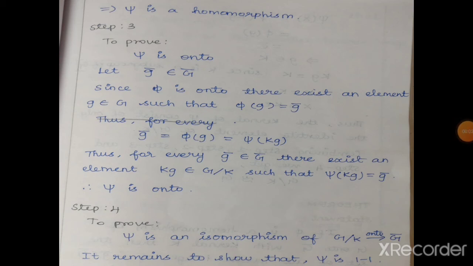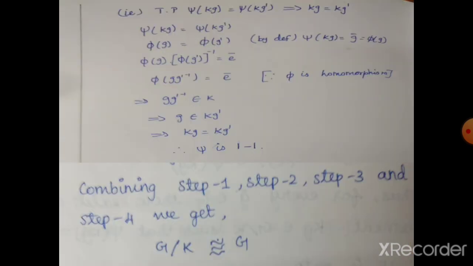Psi is 1 to 1 means we have to show that psi of kg is equal to psi of kg dash implies kg is equal to kg dash. That means we have to take two elements from g by k. Then we have to say that the mapping psi of kg is equal to psi of kg dash will imply the two elements are equal. So here psi of kg is equal to psi of kg dash implies kg is equal to kg dash, where kg, kg dash belong to g by k. So first you have to take psi of kg is equal to psi of kg dash.